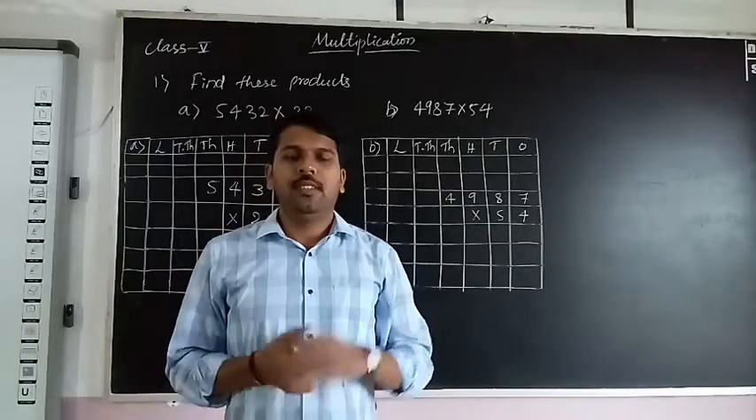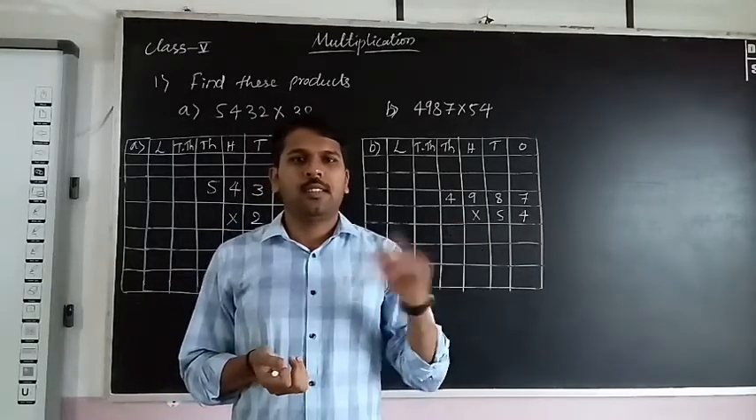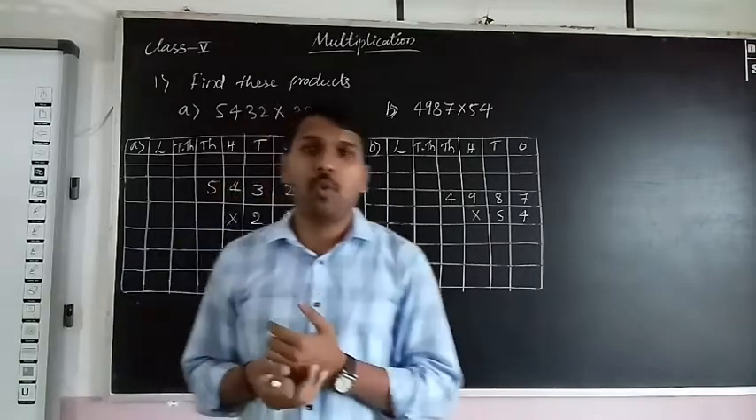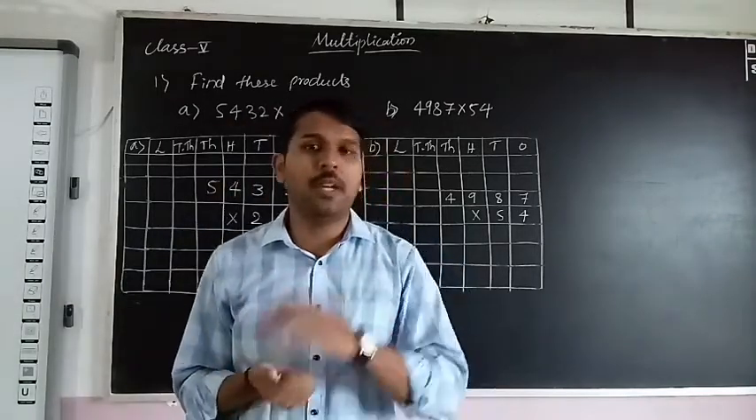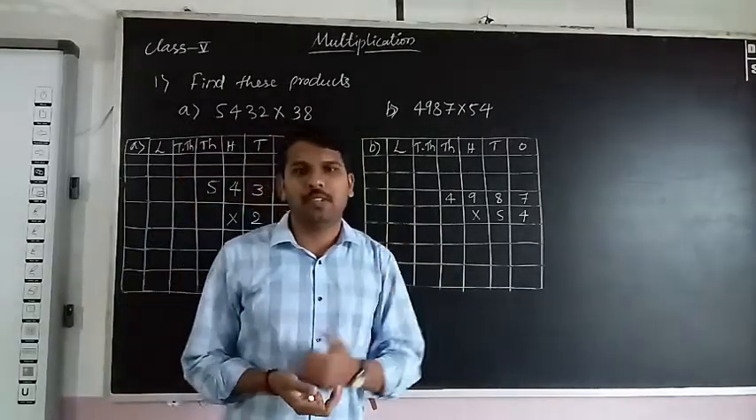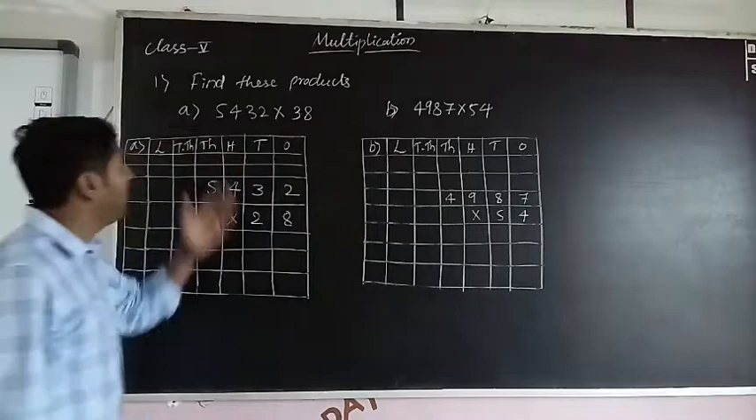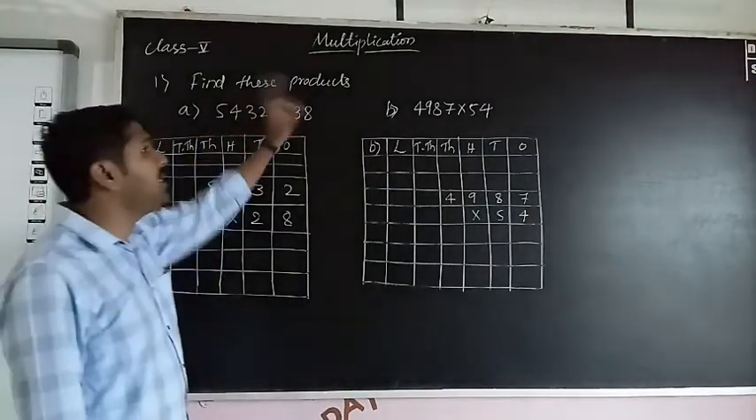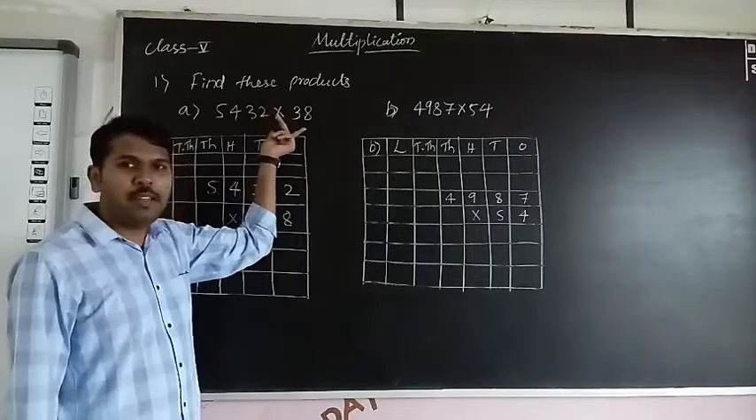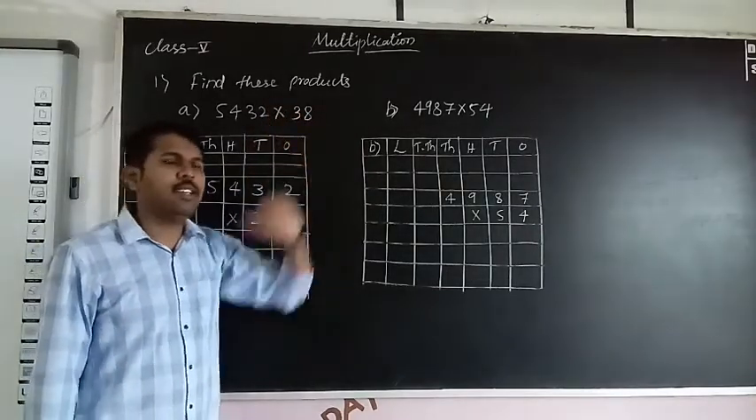Hello my dear students, in the last class we discussed exercise 4.1, all 22 questions, and I was explaining some properties of numbers under multiplication. So today I am going to explain the multiplication of numbers, how to multiply the numbers. I have taken the numbers, find these products, first one and second one. Product means you should multiply the numbers, we will get the answer, that is the product.